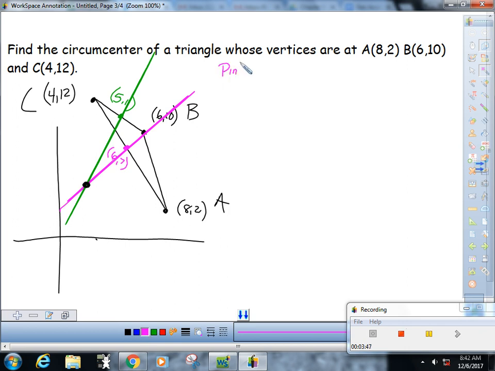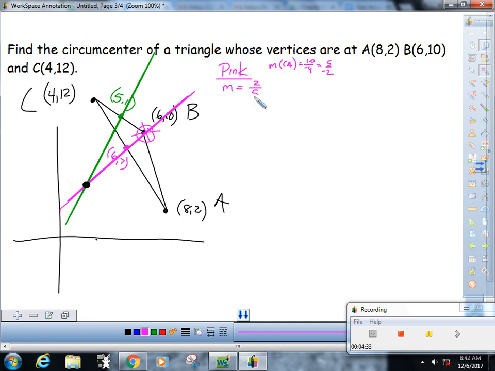What do we need to know to find the equation of the pink line? We need the slope. How do we find the slope of the pink line? Because we do not know that that point's on there. Excellent. The pink line has the opposite reciprocal slope of the base that it's perpendicular to. Right? So what is the slope of CA? So it's negative 5 over 2 or 5 over negative 2. Okay, so then what is the slope of the pink line? 2/5. All right.